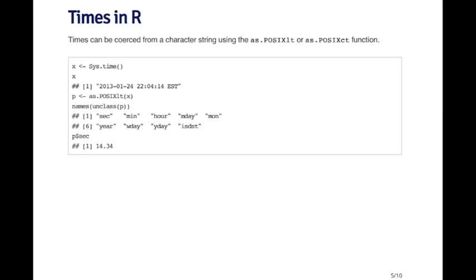And POSIXlt, remember, underlying is a list. So you can look at the names of the elements in this list if you unclass it. And you can see that there's an element called sec. That's the seconds, the minutes, the hours. The mday is the day of the month, which in this case would be 23. The month is just the month you're in, so that's January, and then the year, the weekday, so the day of the week, the yday, which is the day in the year, and then whether we're on daylight savings or not.